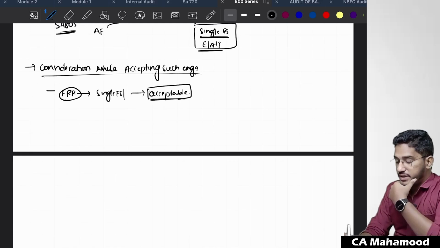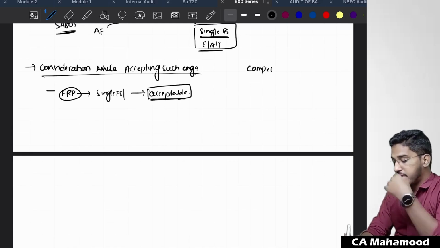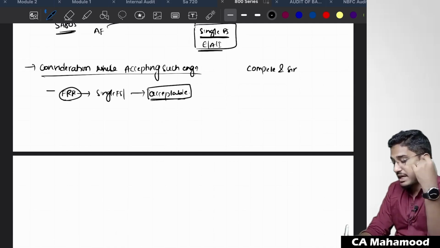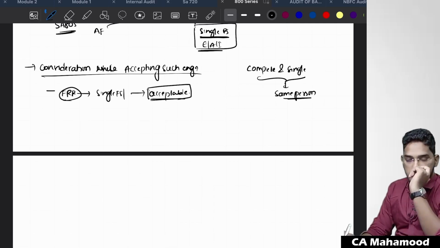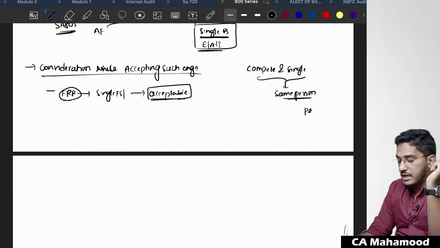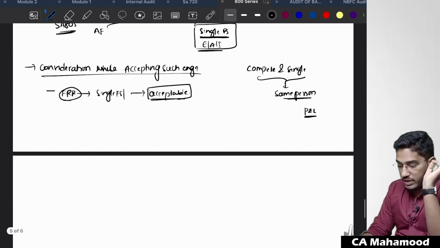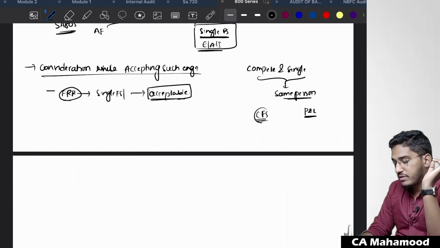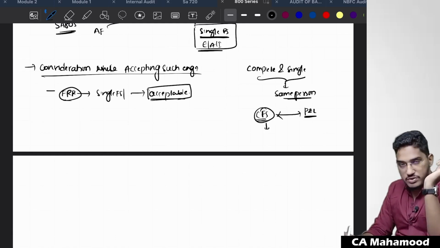See, take for example, if the complete set of financial statements and a single financial statement are both getting audited by the same person, you are in a comfort zone here. Why? Because for example, you are asked to conduct the audit of the P&L only. You are also the same person who is conducting the audit of the complete financial statements. Then you are in a better off position.